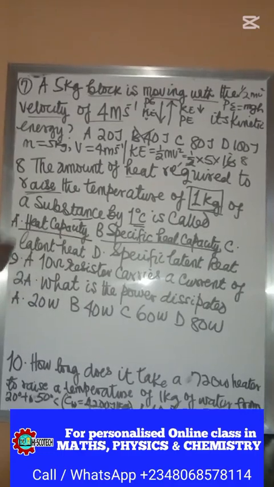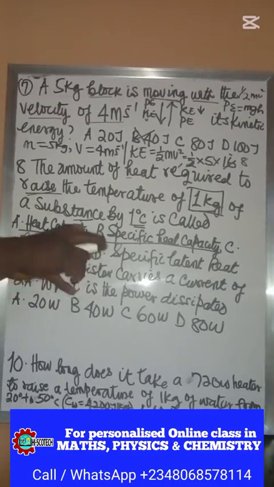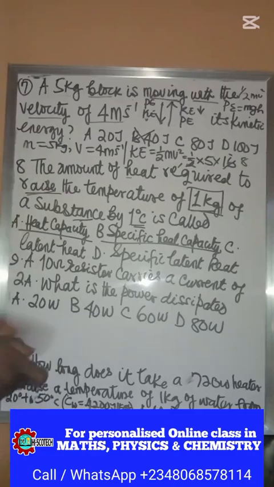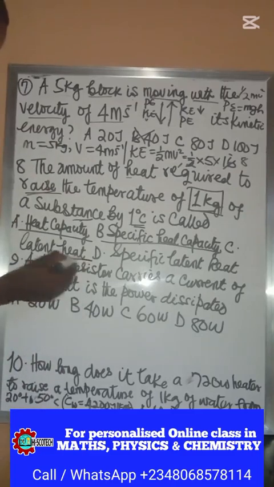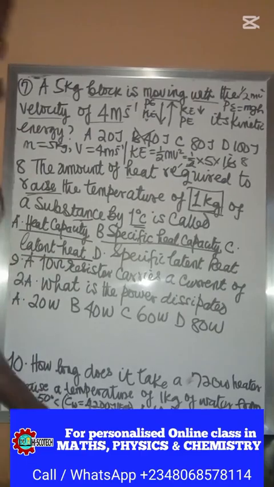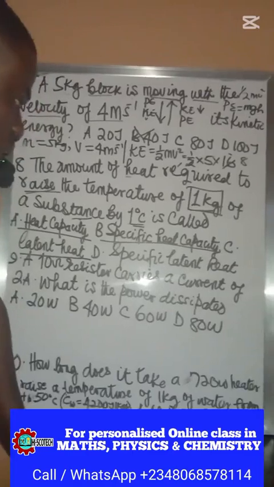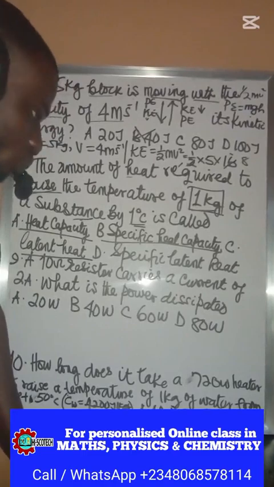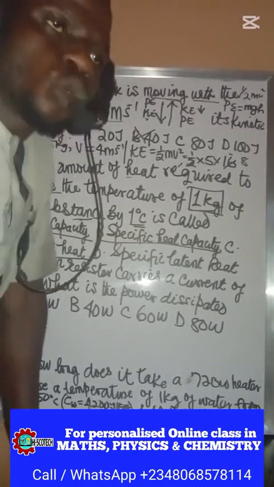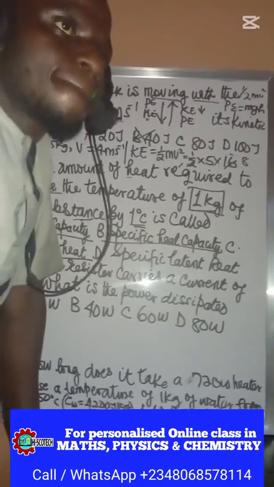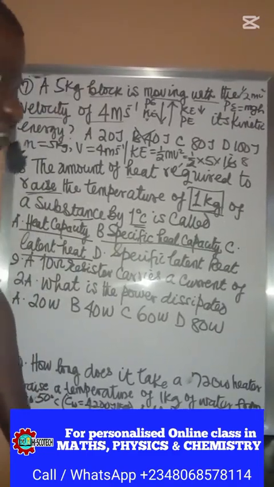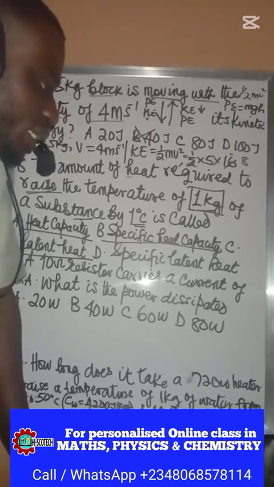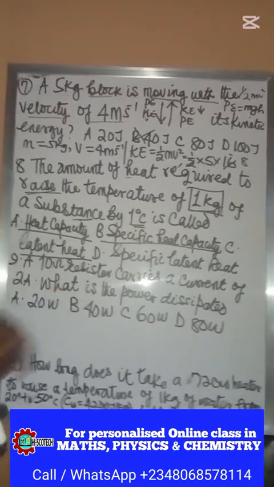The heat capacity is when we talk about the entire mass of the substance, not just one kg. While latent heat is the heat required to change the state of matter of a body, let's say from solid to liquid, like melting. For example, when water freezes to ice, that is fusion. Now, when water changes to vapor, that is vaporization. So the heat required to do this is called latent heat.